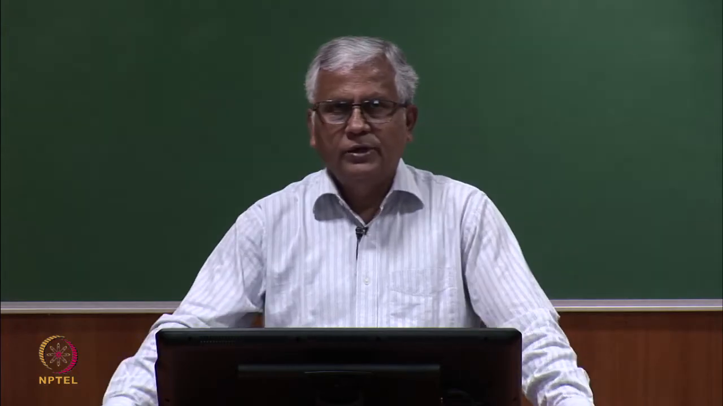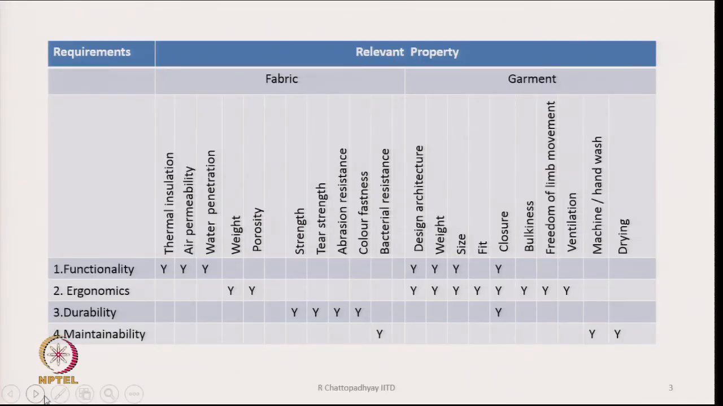So, here we find there is a table, and in the table I have listed property of the fabric and property of the garments in the columns, and the requirement is there in the very first column. There are 4 important requirements we have listed already: functionality, ergonomics, durability and maintainability. Now, if these are the requirements, what are the properties of the fabric and garments which are relevant, that we need to know.